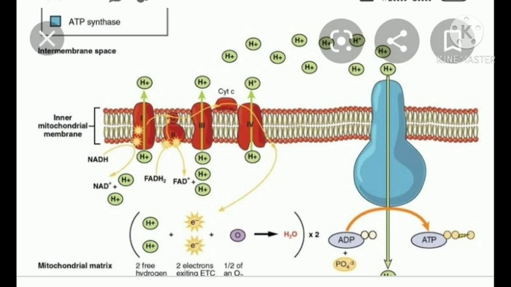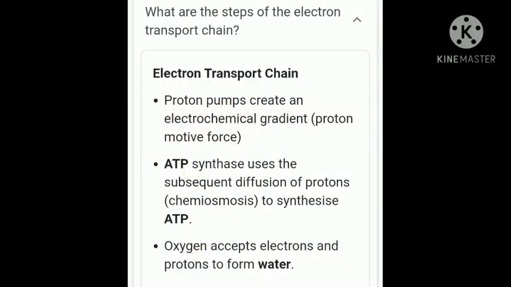First, between NAD and FAD, 1 ATP, 12.2 kilocalorie. Second, between cytochrome b and cytochrome c, 1 ATP, 15.2 kilocalorie. Third, between cytochrome a and cytochrome a3, 1 ATP, 24.5 kilocalorie.